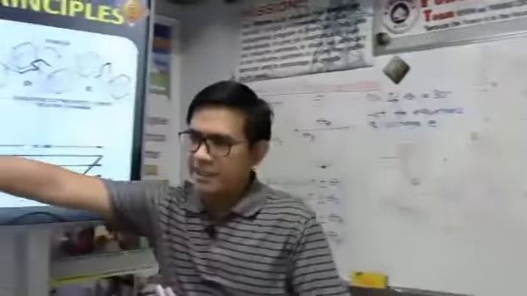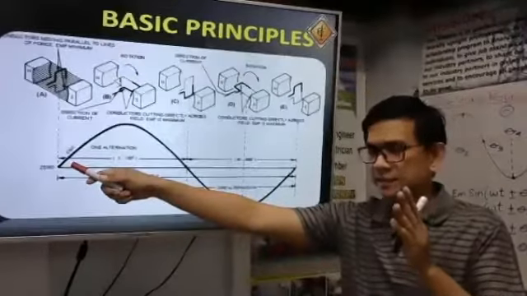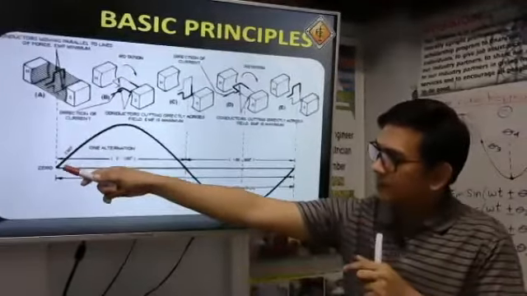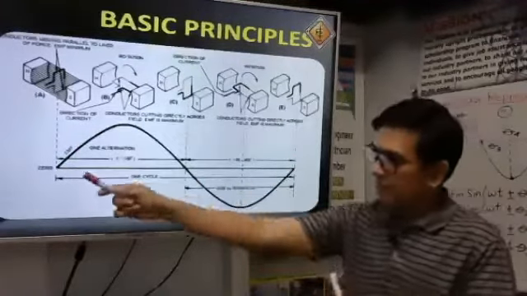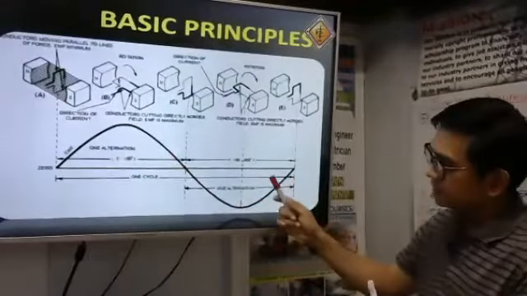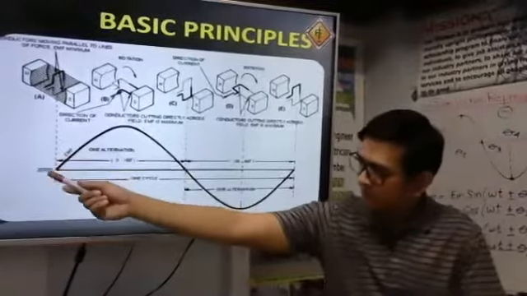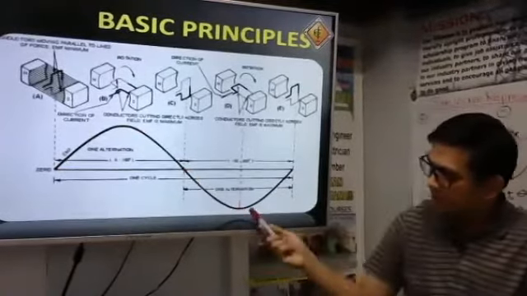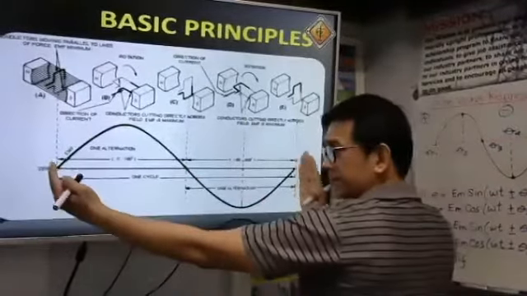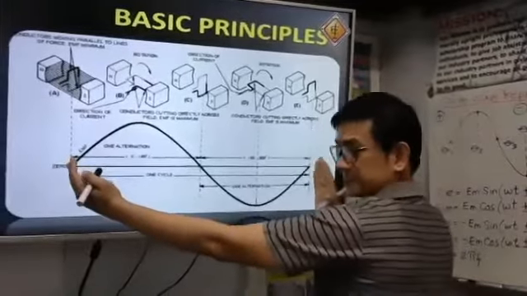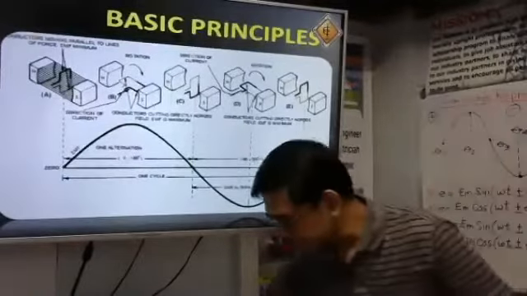So, if we mean cycle, it is a complete set of positive and negative values. Okay? If we mean a cycle, it's one. This is a cycle. That is one complete cycle. A cycle is a combination of positive alternation and negative alternation. Okay. The width of one cycle is 360 degrees. The half is 180 degrees. Okay?